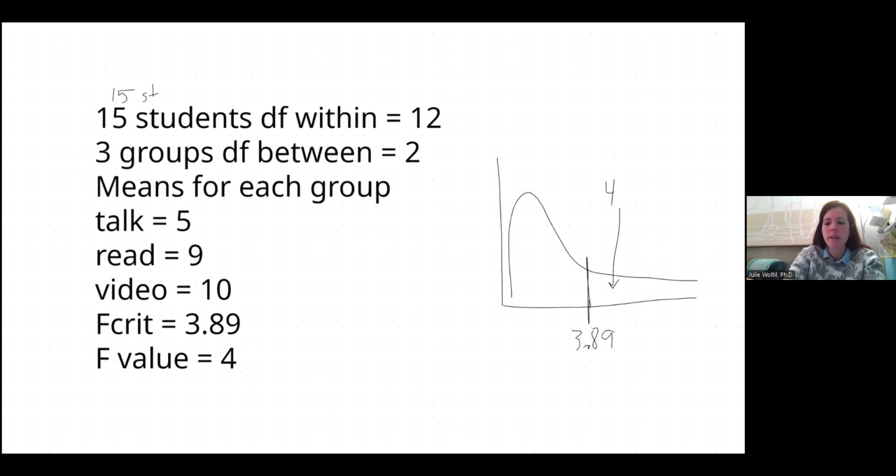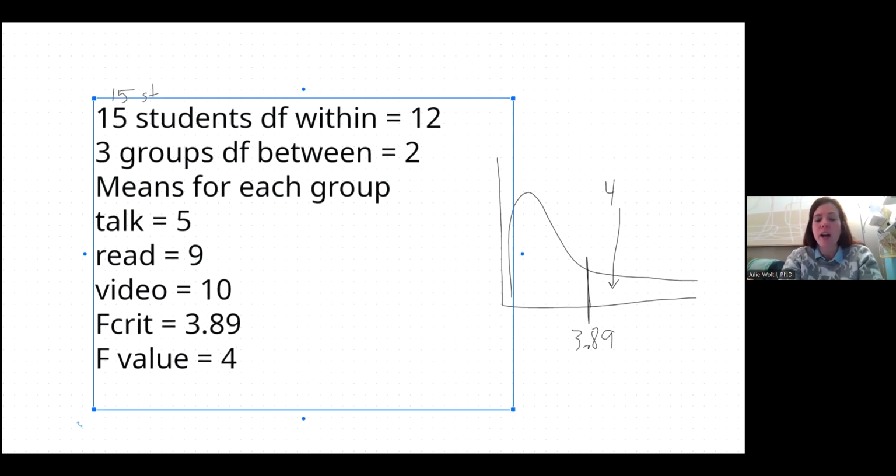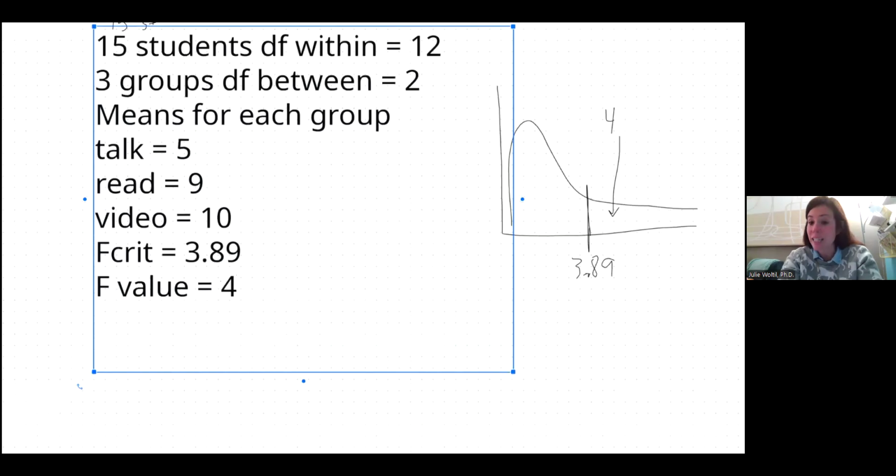Let's go back over here. Okay, so if I am trying to figure out the honestly significant difference, for this value, it is 2.25. So in order to determine if there's an honestly significant difference between my values, I would need to do three separate comparisons. So group one versus group two, this would be talk versus read, and I do the difference, that's 9 minus 5. 9 minus 5 is 4 last time I checked. 4 compared to my HSD of 2.25.